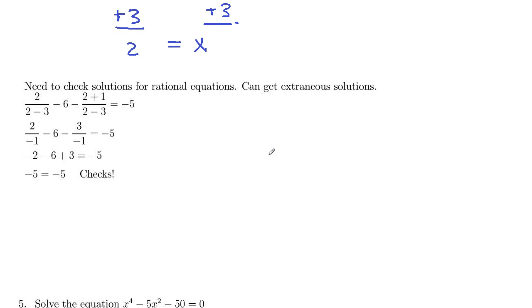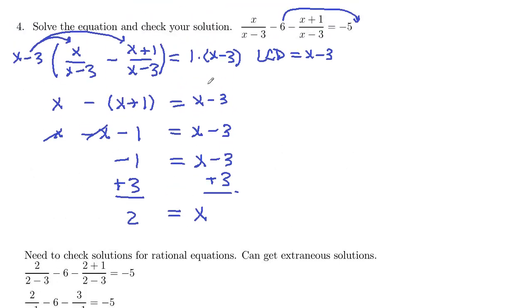So fractional or rational equations, you always multiply through by the LCD, and you always check your solutions, because sometimes you get these extraneous solutions that solve the equation after multiplying by the LCD. So they solve this equation, but they don't solve the original equation here. So sometimes that happens, so always check.